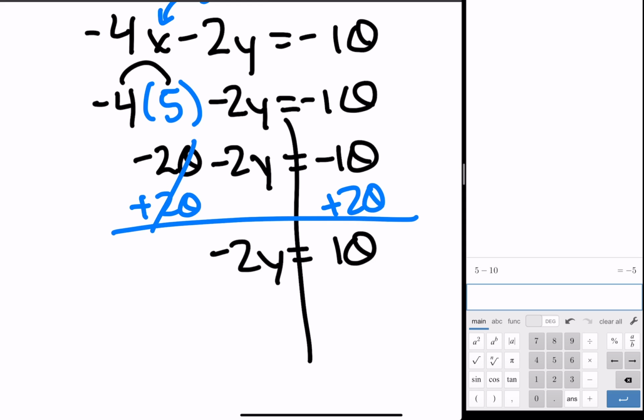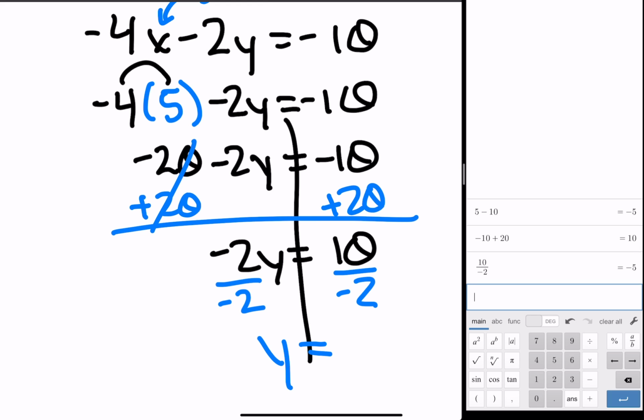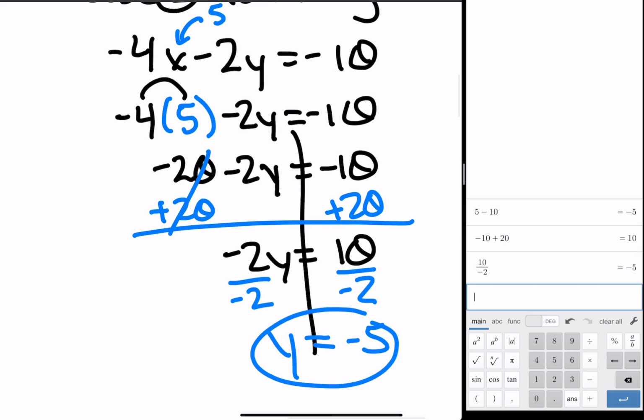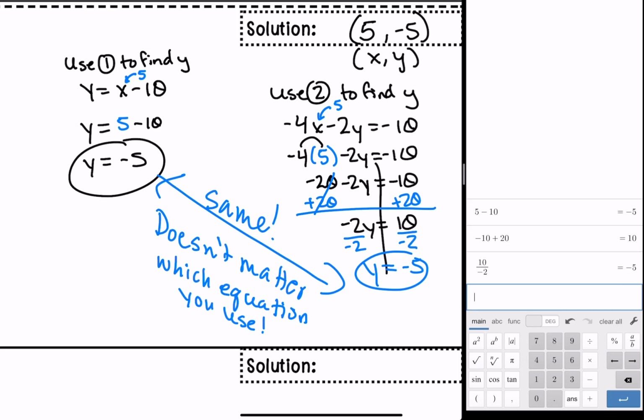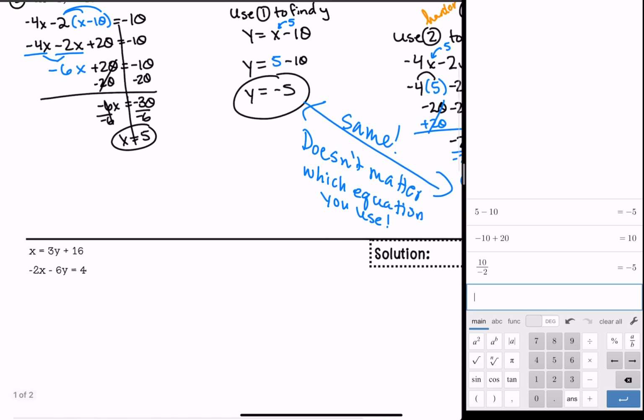Check: negative 10 plus 20 is 10. Divide away that negative 2. Which leaves me with y equals 10 divided by negative 2. Oh my gosh, look. It's the same. So it doesn't matter which equation you use. I like to choose the easier one. Obviously, this was easier. If you use the harder one by accident, that's okay, because you should get the same answer as long as you don't mess up your math. I'm going to keep my calculator open on the side here.